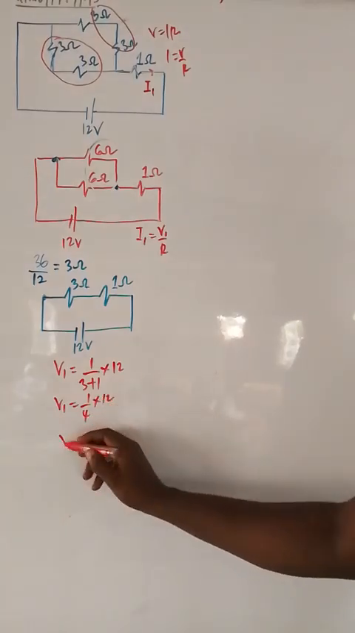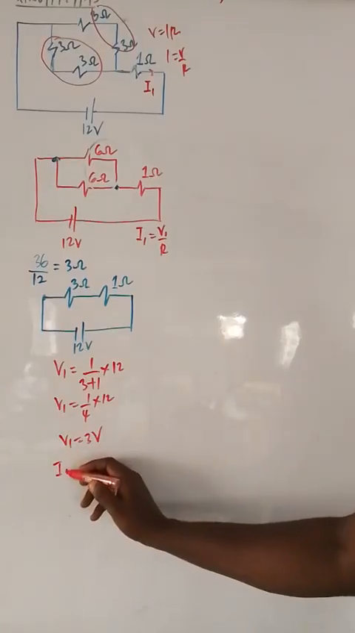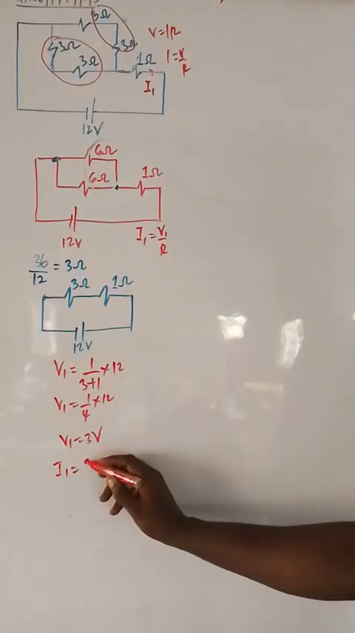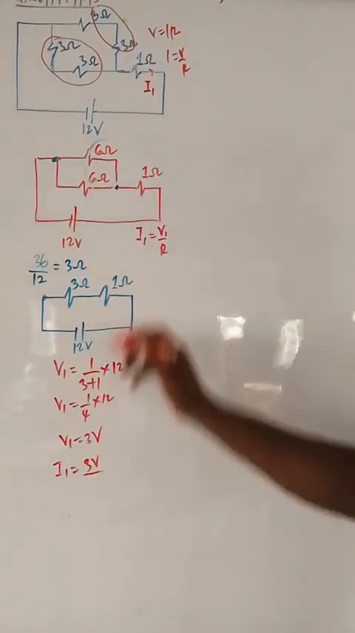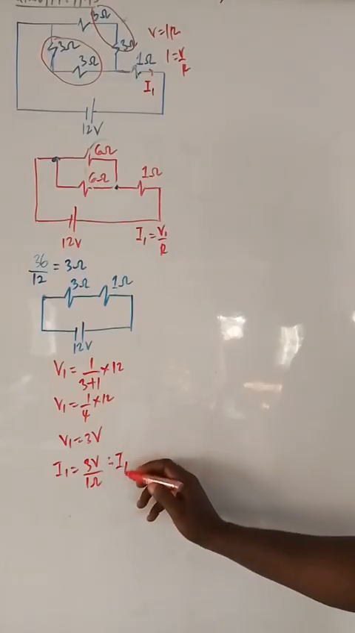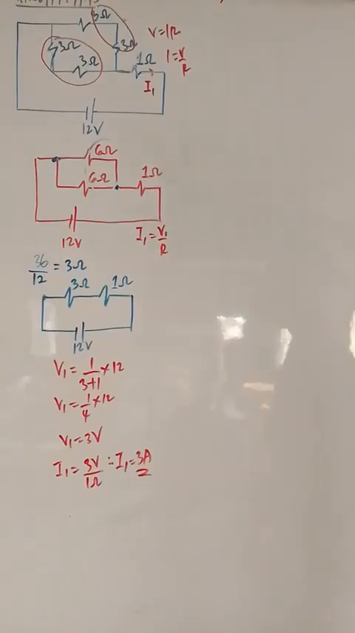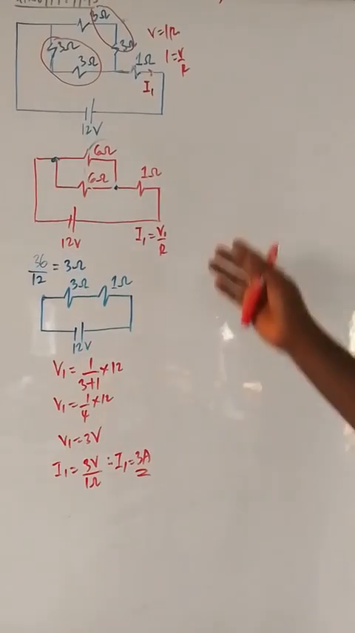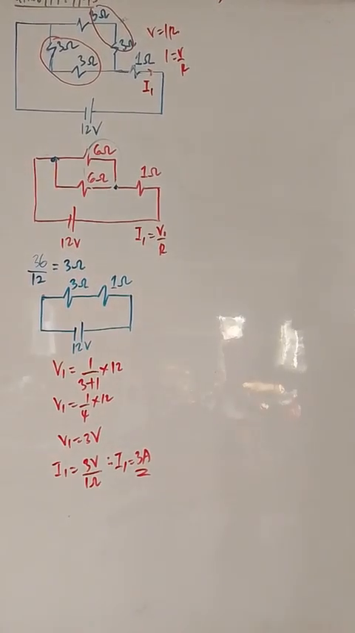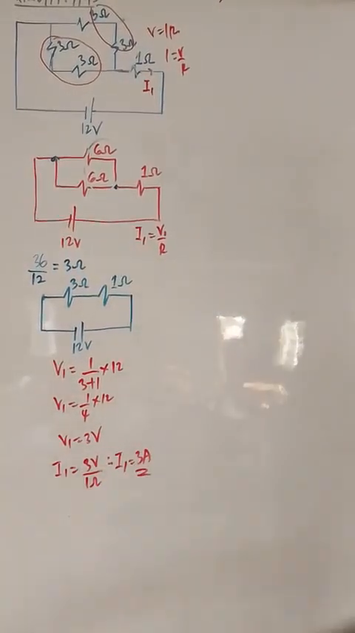So 4 into 12, 3. It means V1 is what? 3 volts. So coming back here, it means I1 equals V1 over R, that is 3 volts over what is R? 1 ohm. The answer is still 3, but in this case it's not volts, it's amperes. So I1 is 3 amperes. As simple as that. And this might look long, but if you do it very fast, it is very simple. 6, 6, 3, voltage divider rule, we are done.